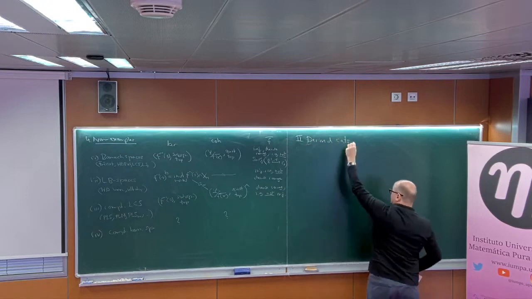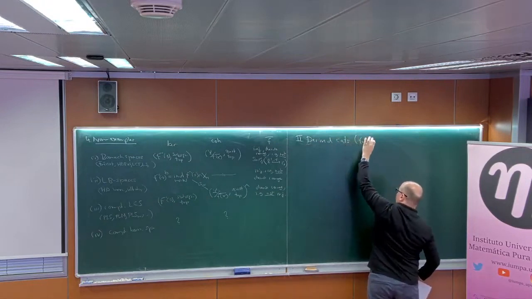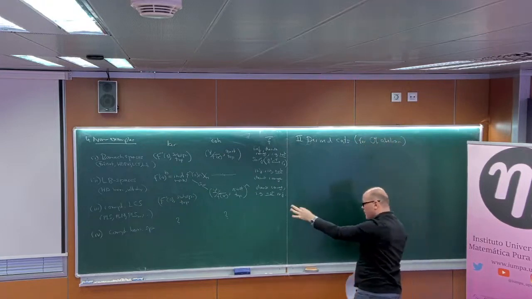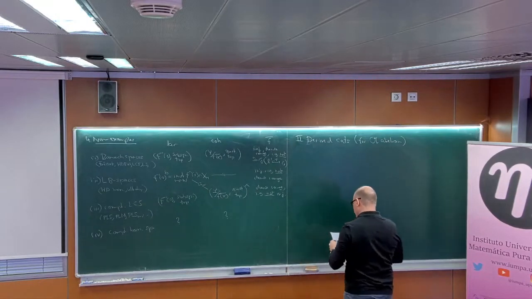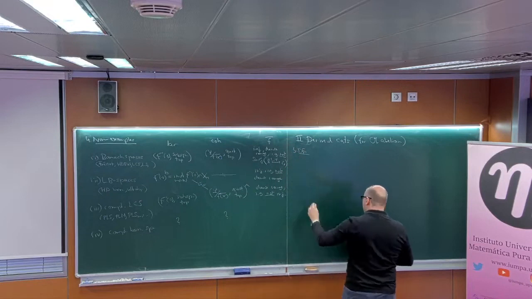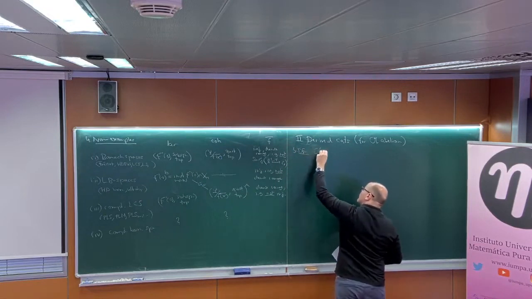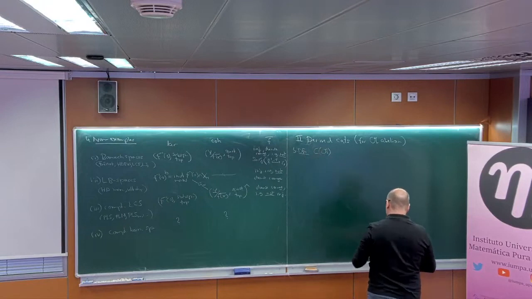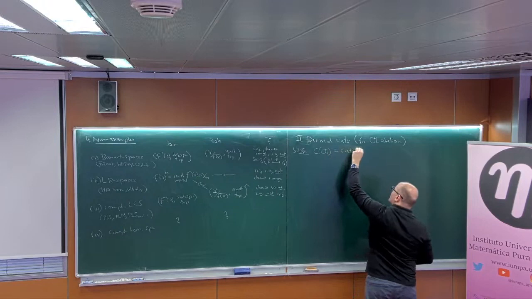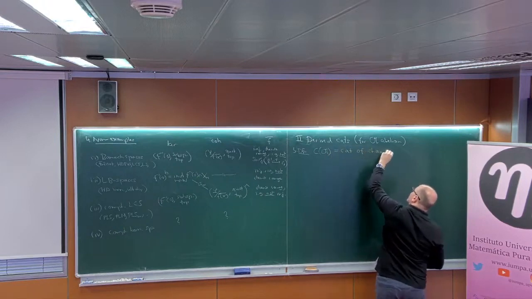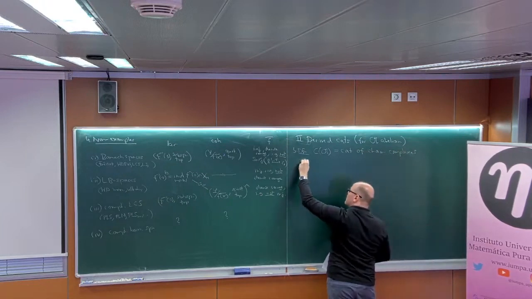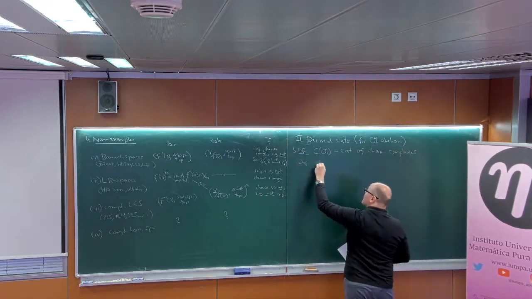Derived categories, and let's say here A is abelian. So none of these strange things for the moment. So definition, we start with the following category. C of A, that's the category of chain complexes over A. Chain complexes, that means the objects are complexes.